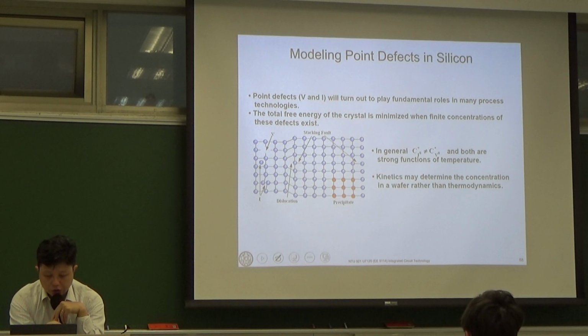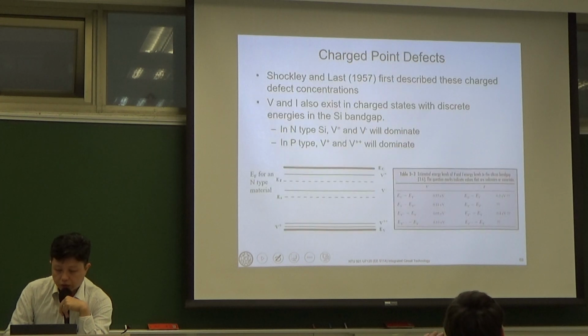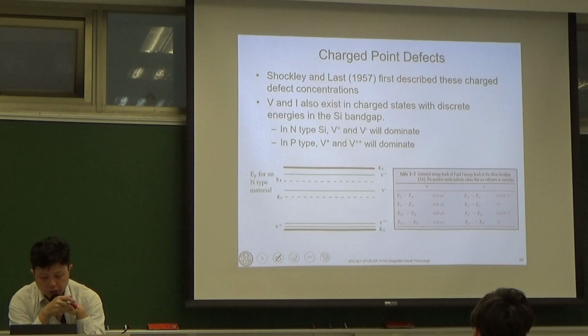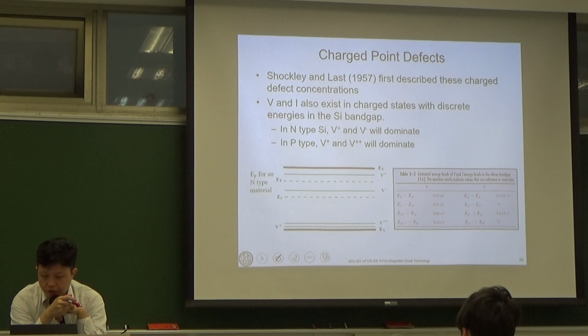I think in the last lecture we introduced these figures here, and I believe I already talked about this. Also, in general, your I and V can be different, and they are functions of temperature. And here is the model proposed by Shockley and Last in 1957.